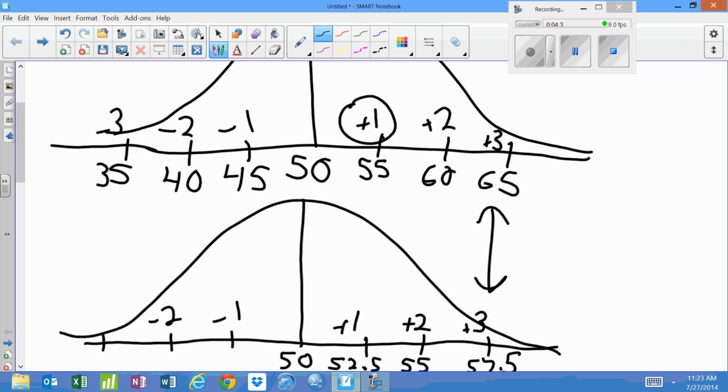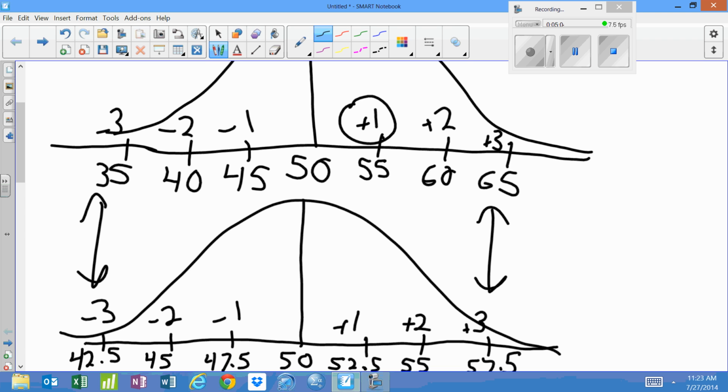So continuing down here, we're going to subtract 2.5. So I'm going to get 47.5. Then I'm going to get 45. And then I'm going to get 42.5. Okay. Notice, again, our lower range is the same way. A smaller standard deviation gives us a smaller spread, and a larger standard deviation gives us a larger spread.